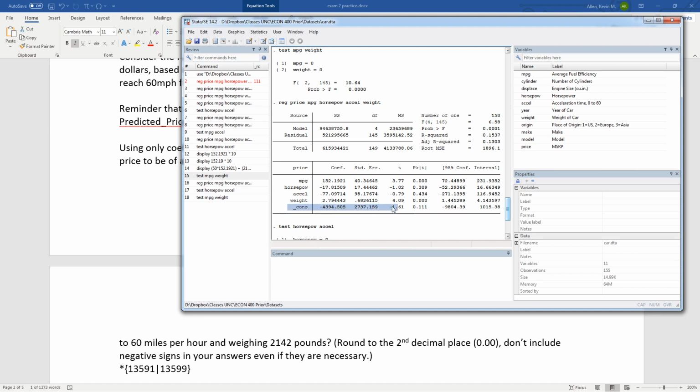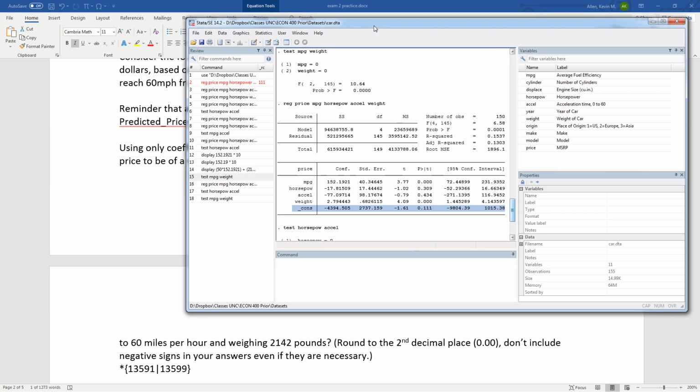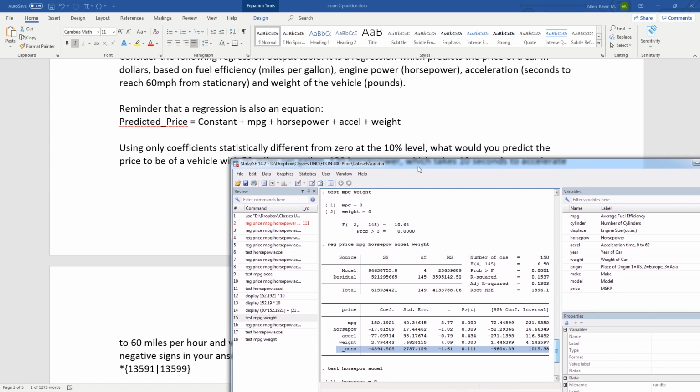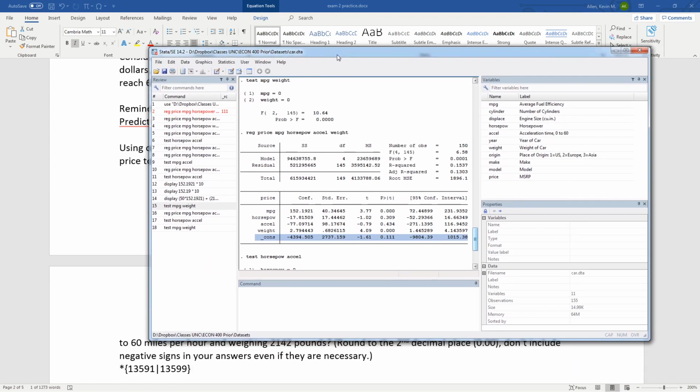So this constant doesn't go into this calculation because we're only looking at things that are statistically different from 0 at the 10% level or higher, obviously. So the constant doesn't factor in, the acceleration doesn't factor in, and horsepower doesn't factor in. So you're left with just miles per gallon and weight.